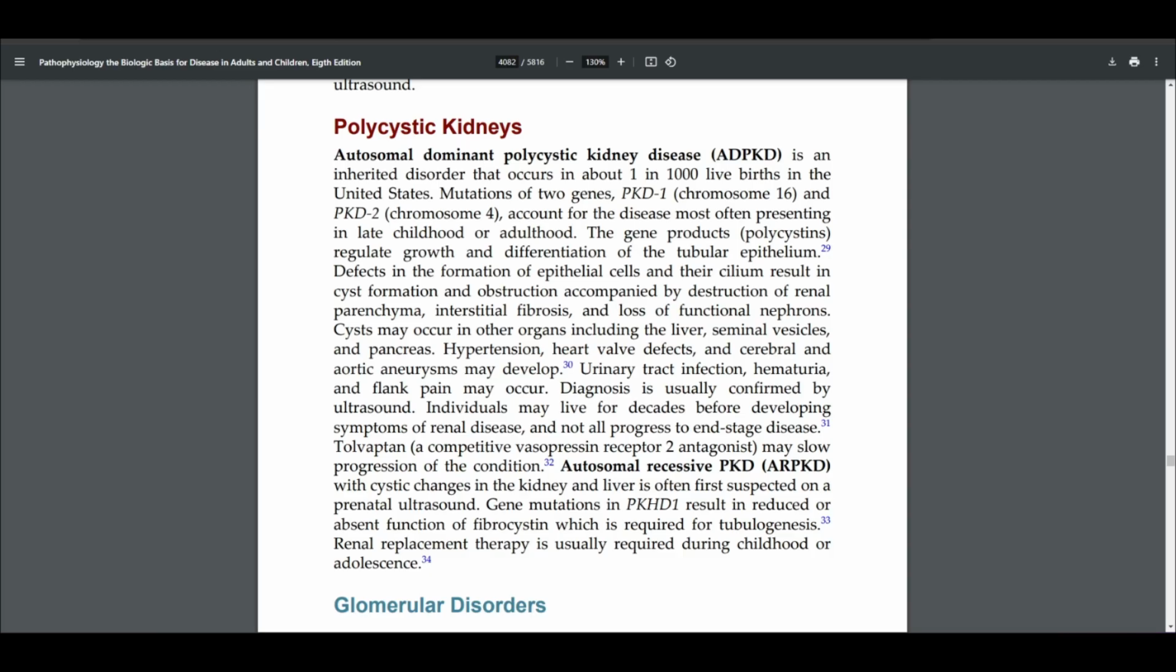Individuals may live for decades before developing symptoms of renal disease, and not all progress to end-stage disease. Tolvaptan, a competitive vasopressin receptor 2 antagonist, may slow progression of the condition. Autosomal recessive PKD with cystic changes in the kidney and liver is often first suspected on a prenatal ultrasound. Gene mutations in PKHD1 result in reduced or absent function of fibrocystin, which is required for tubulogenesis. Renal replacement therapy is usually required during childhood or adolescence.